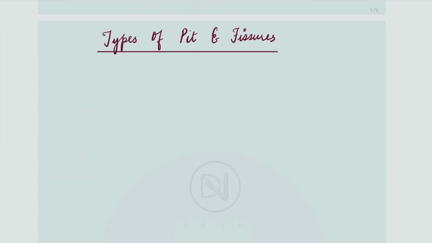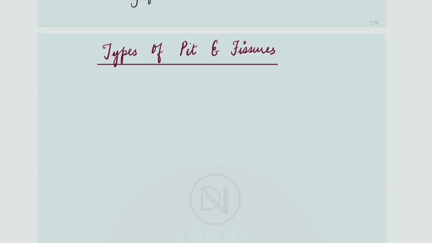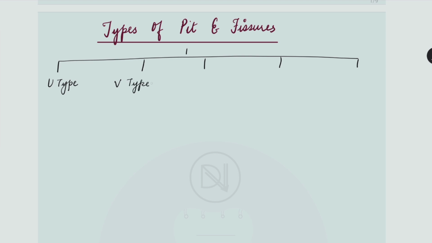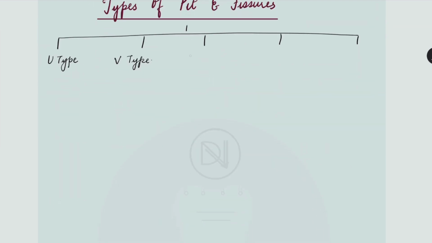Now next we are coming to the types of pit and fissure. They are classified into 5 types. The first is your U type. The second is your V type. The third is your I type. Fourth is your IK type. And the fifth one is your inverted Y type.